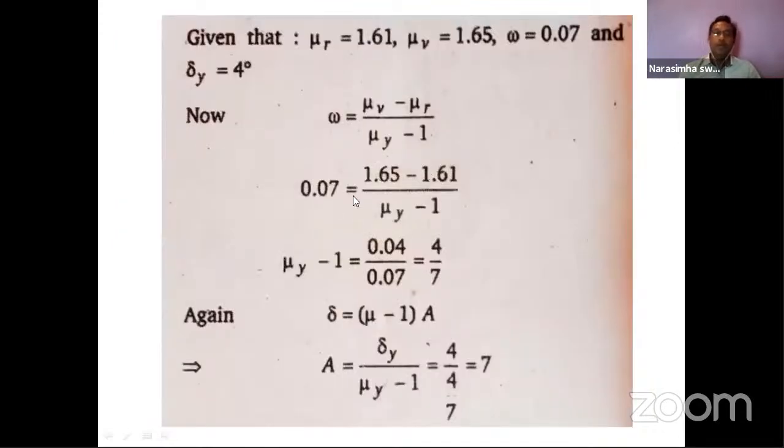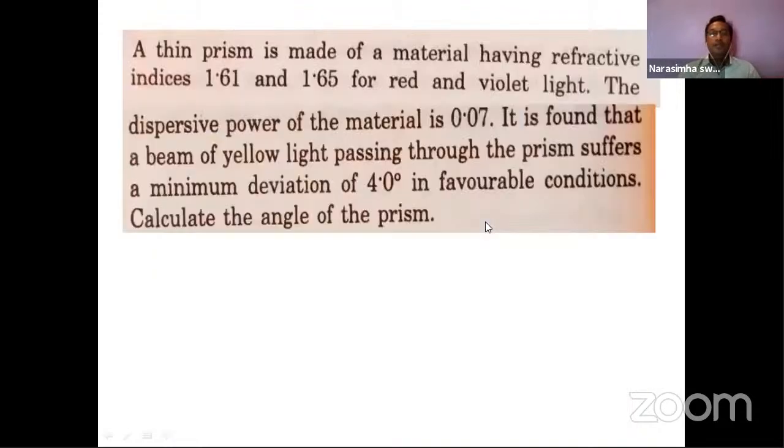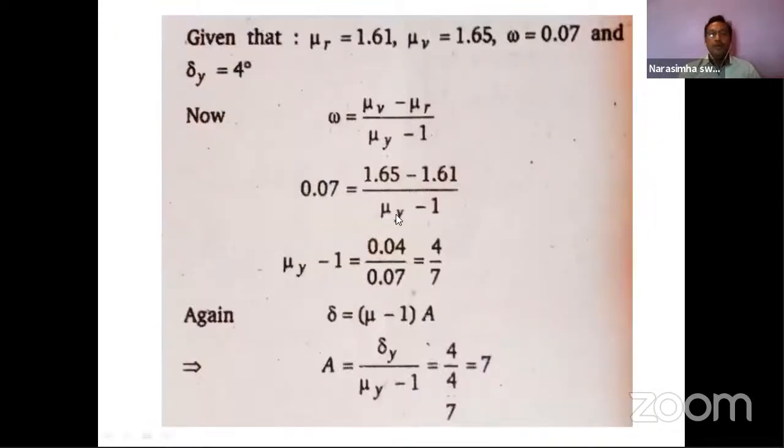So dispersive power, the value is already given as 0.07. Substitute all the values here. The refractive index of yellow is not given, so take out this one, mu y minus 1, to this side. So 1.65 minus 1.61 is 0.04, by 0.07. You are getting 4 by 7. That is mu y minus 1. You are getting this value, 4 by 7.